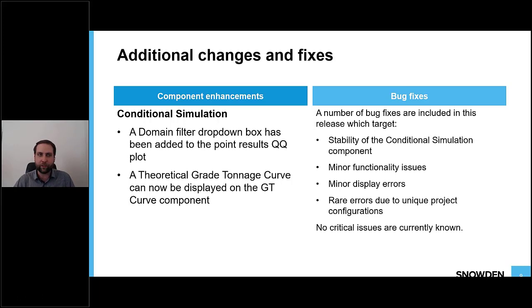So some of the more obvious ones, like applying some additional filtering in the conditional simulation tools, as well as being able to take those theoretical grade tonnage curves that we are using to validate our results and putting them directly across each of our components. So you can look forward to using those.